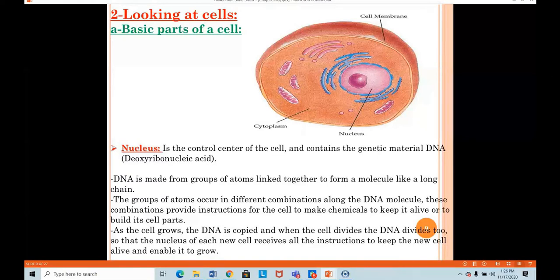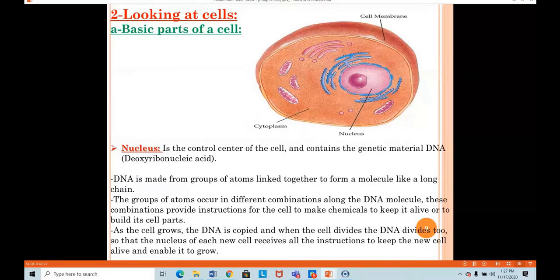Now, what is DNA? DNA is made from groups of atoms linked together to form a molecule. Very good. Yes, she was trying to tell the full form of DNA, which is deoxyribonucleic acid. And yes, your answer is correct. It is made up from groups of atoms which are linked together to form a molecule, like a long chain of molecules, which is the DNA molecule.